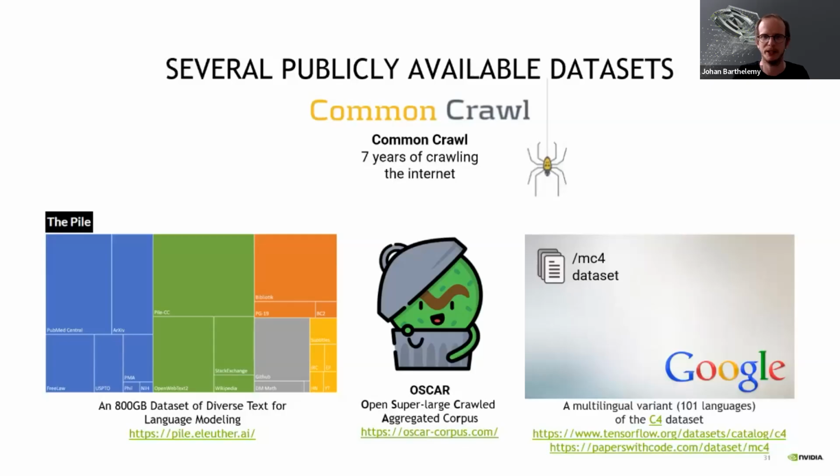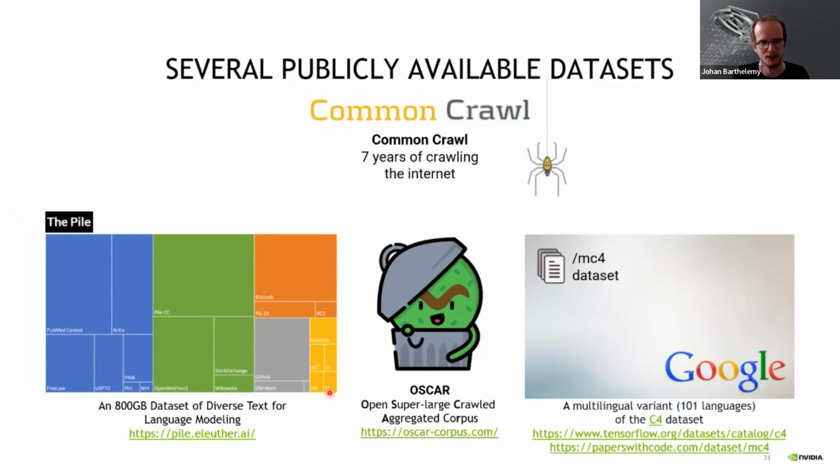First thing is to select a data set, right? And there are a few available publicly. For instance, you've got Common Crawl, which represents several years of crawling the internet. So that's huge. It does not discriminate between different parts of the internet, just go there and download it. From Common Crawl, actually, you can also have the Pile, which is an 800 GB data set of different types of text for different types of tasks. Right, so that's available here.